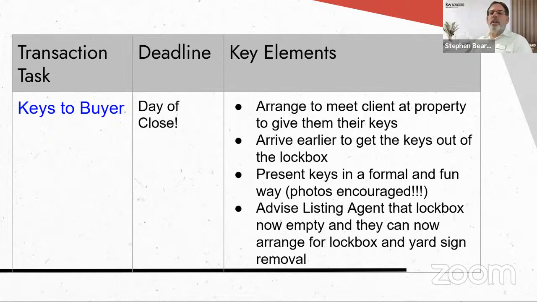Advise the listing agent that the lockbox is now empty, if necessary, and that they can remove their lockbox and their sign in the yard. Tell your buyer in the next day or two, the listing agent's going to come by. They're going to remove their lockbox from the door and they're going to take that sign away in the next day or two. If it doesn't happen, please let me know, Mr. Buyer.